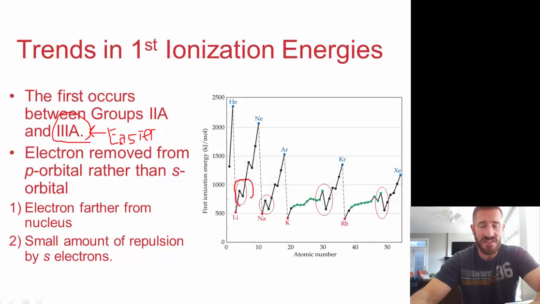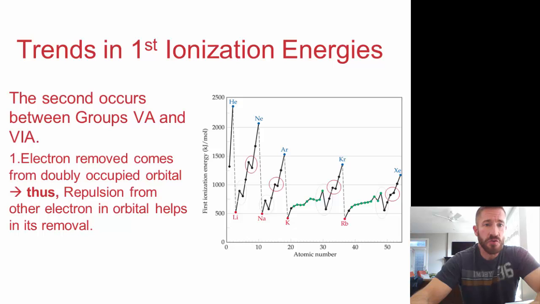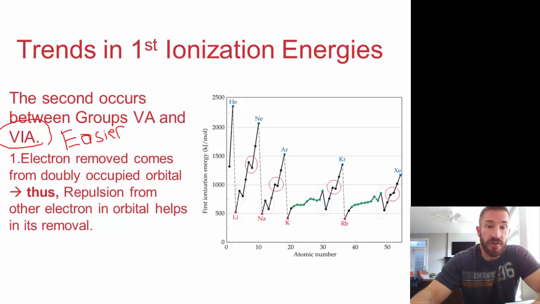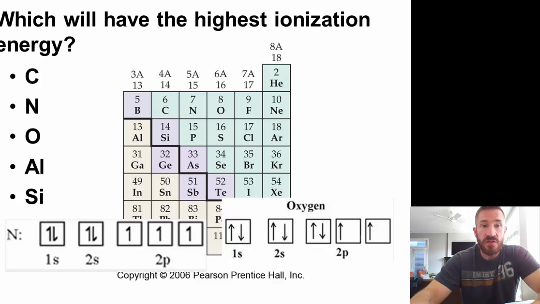The second discontinuity, which we've alluded to as well, occurs between 5A and 6A. Following the trend, we expect 6A to have a higher ionization energy, but it generally does not. So it's easier, once again, with 6A. Why is it easier with 6A? The reason being, when you go to 6A, the electron that is removed comes from a doubly occupied orbital. Anytime there are two electrons in an orbital, they experience a greater repulsion, and so it's easier for that electron to be removed.